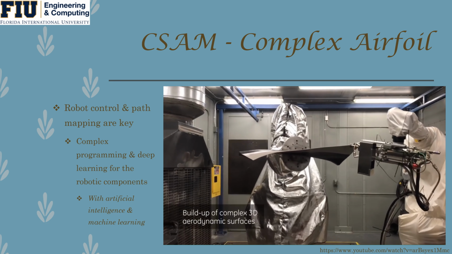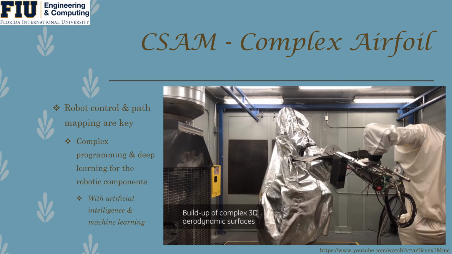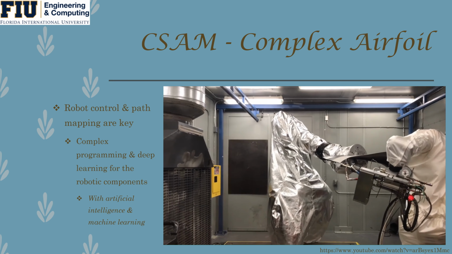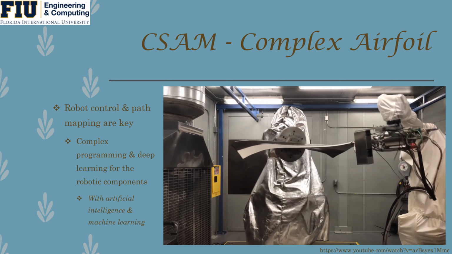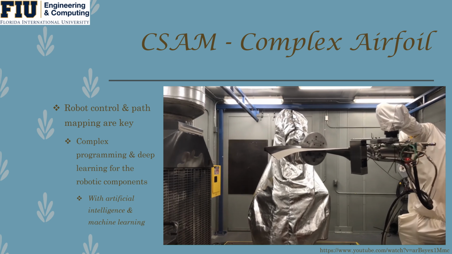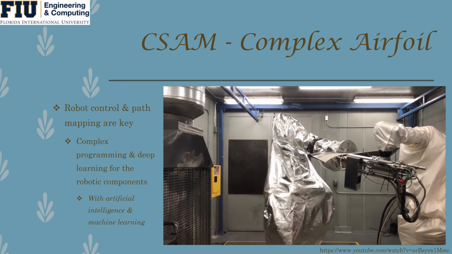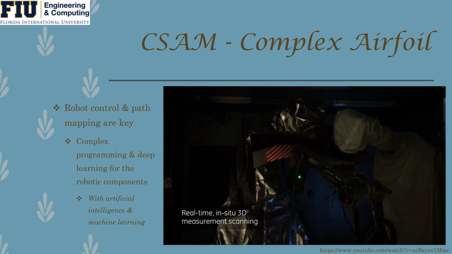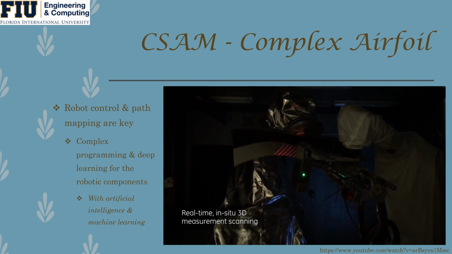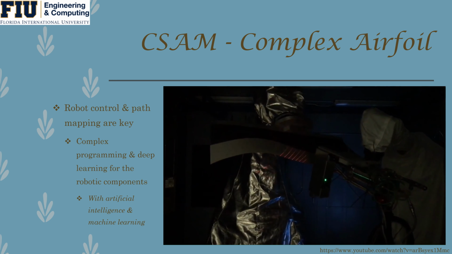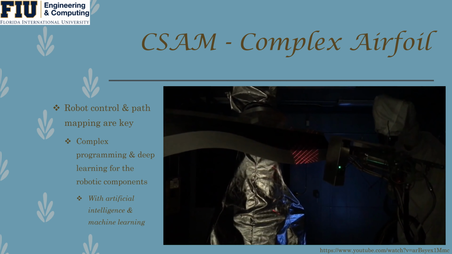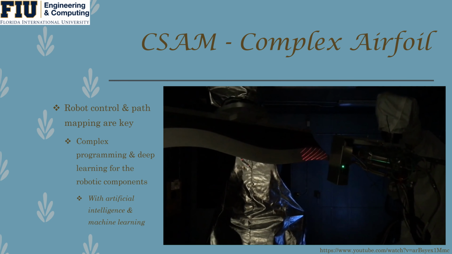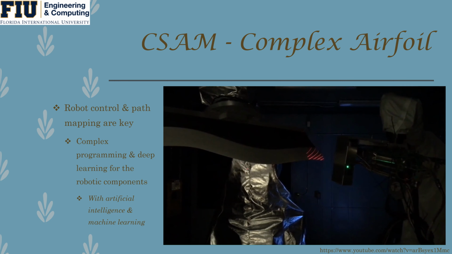As shown through the video, GE is showing off their two robotic arms, making it 12 axes of freedom, in which they're creating a complex airfoil. They're doing this through complex programming and deep learning for these robotic components, as well as with AI and machine learning, in which they're using a real-time 3D scanner to determine the current layers being printed and the defects within to determine how the subsequent layers will be printed.